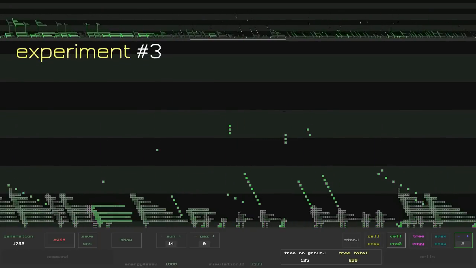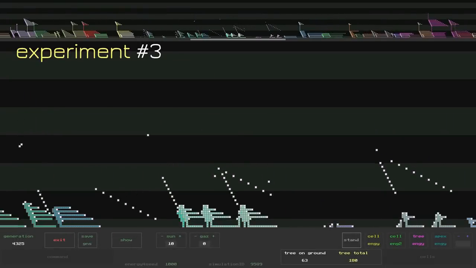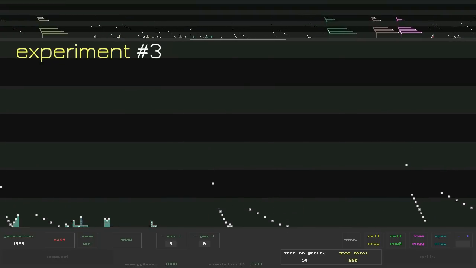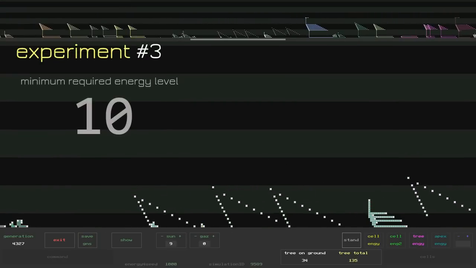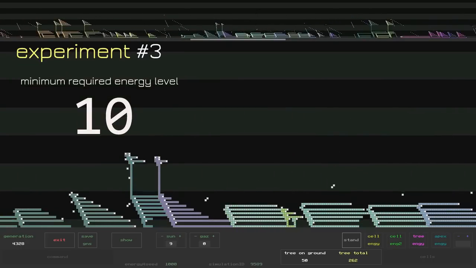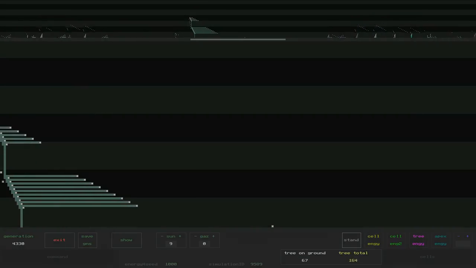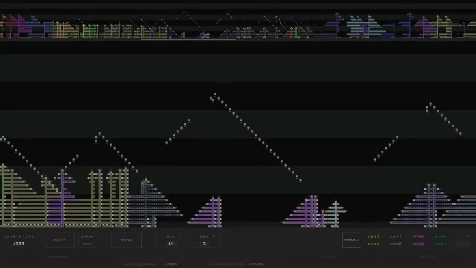Another 2,500 generations have passed. The appearance of the trees has not changed much. The energy level in the fog is now 0. With an energy level outside the fog equal to 10, the trees can successfully exist. I brought the energy level outside the fog to 9, and the world gradually faded away. Next simulation.